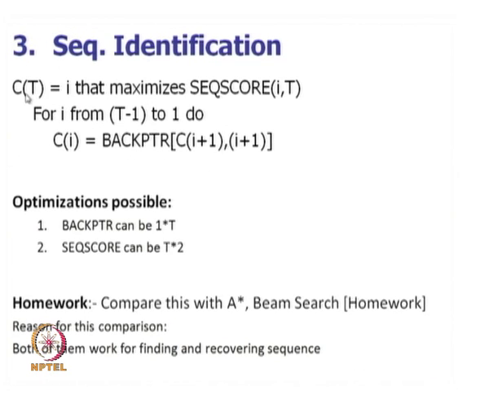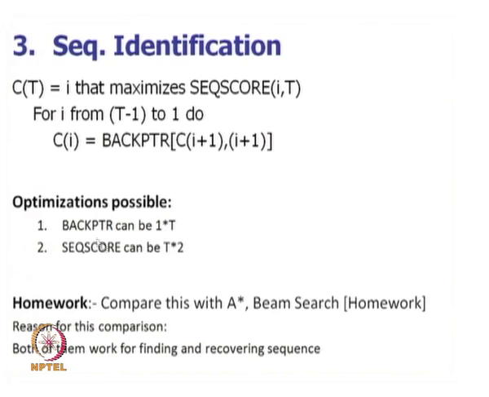Sequence identification: finally, C t equal to i that maximizes the sequence score i comma t. For i from t minus 1 to 1 do C i equal to back pointer C i plus 1 comma i plus 1, and this produces the state sequence which has been found to be the highest probability state sequence. Now, the back pointer can be a single dimensional array, and the sequence score can be of order t square.